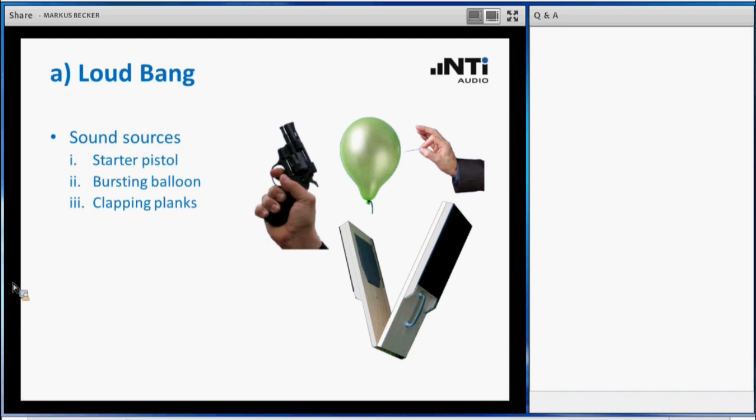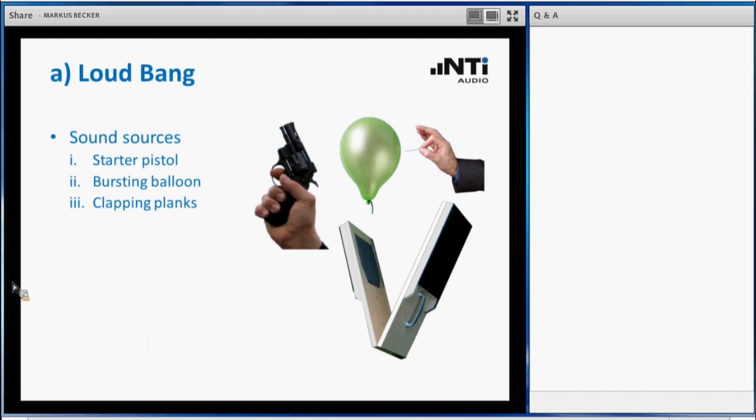Let's take a look at typical sound sources to generate such a loud bang. For instance, we have a starter pistol, or we could use a balloon that is bursting, or these clapping planks. These are just two wooden planks with a joint, and then holding them in your hand and clapping them together creates a loud noise, and that can be well used for RT60 measurements, at least in smaller rooms.